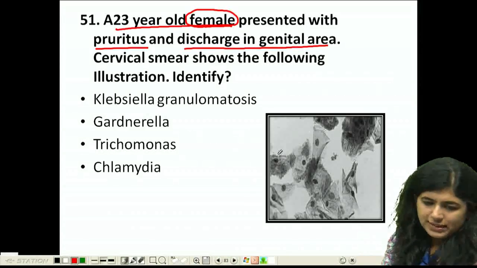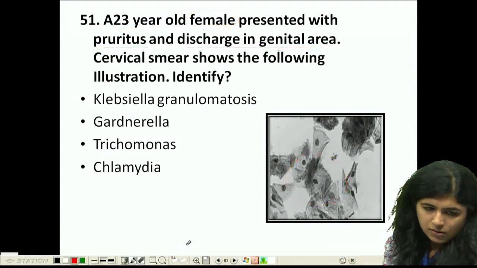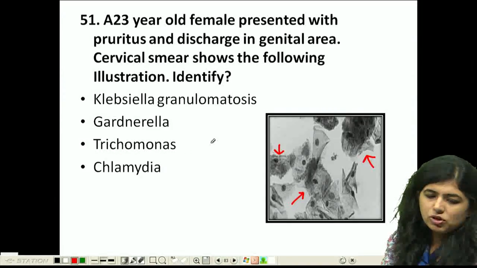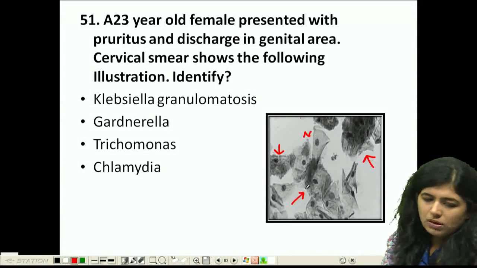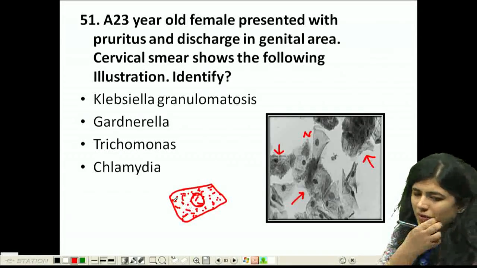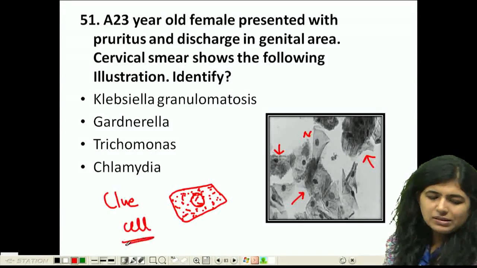What does the image tell you? Can you see this particular cell in the image? Look at this cell, and this cell. What does it show you? This is a normal vaginal squamous cell. This one is normal. Look at this cell. What does this cell look like? Small blackish structures are very attached to it. So what is this? Looking at this image, tell me the diagnosis. It is a clue cell.